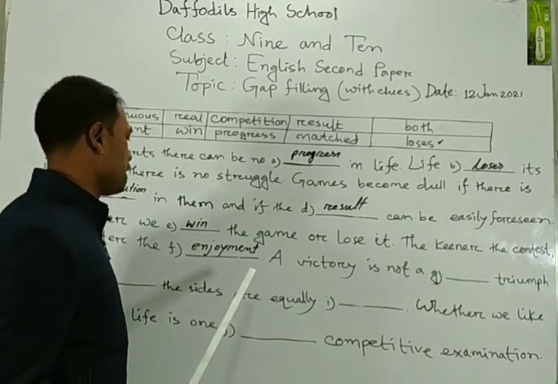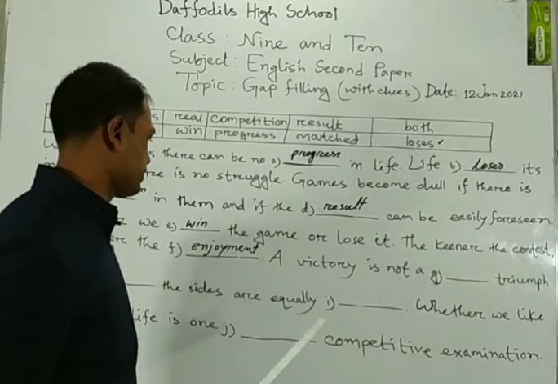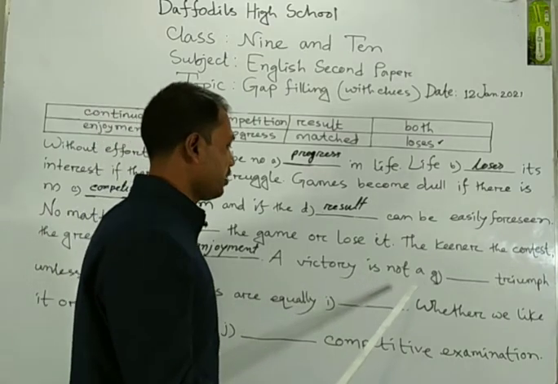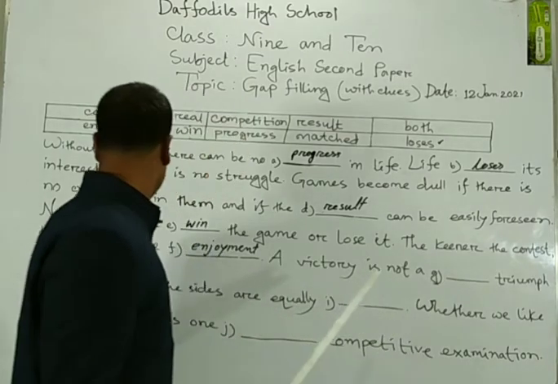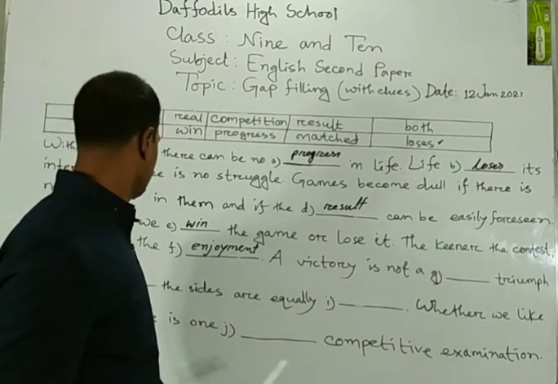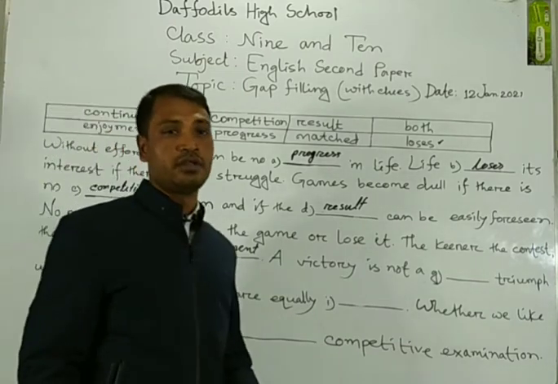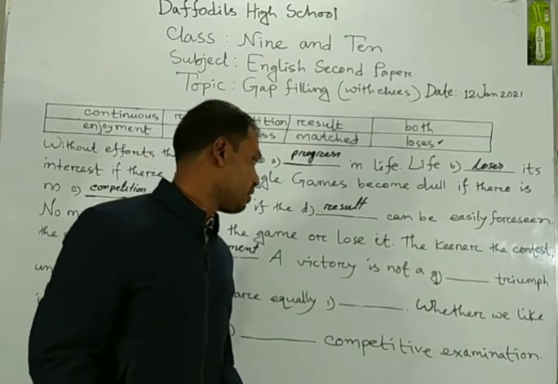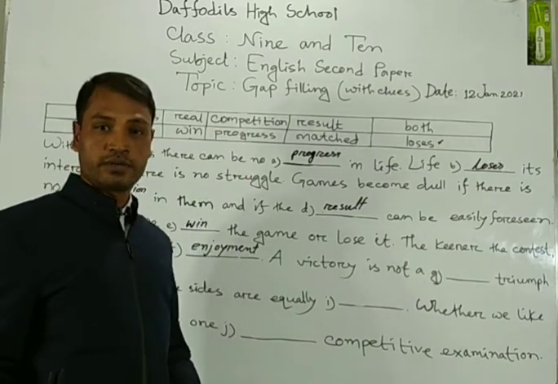Then let's try to see the next sentence. A victory is not a dash trump unless dash the sides are equally dashed. Here three gaps have been given in this sentence. We shall try one after another.